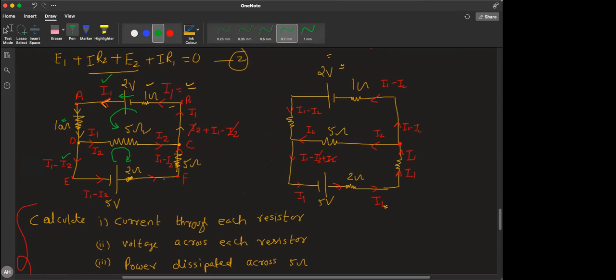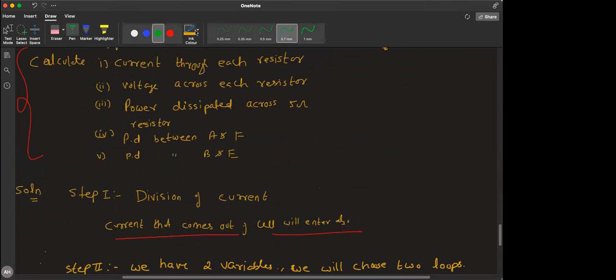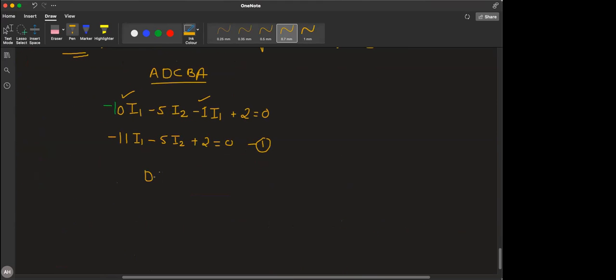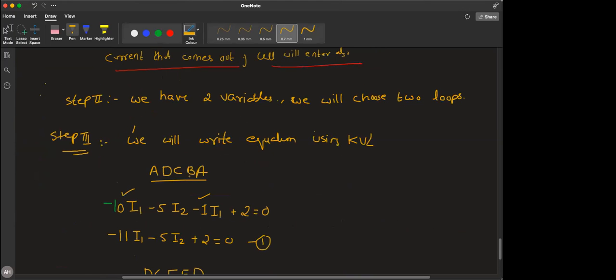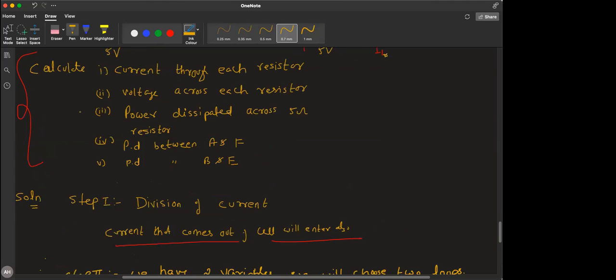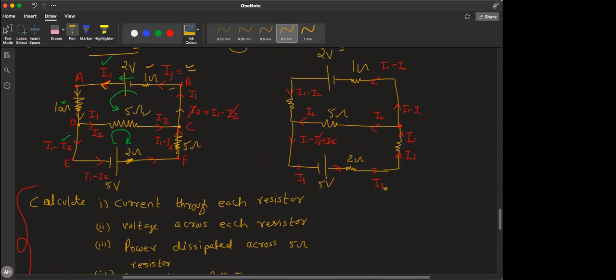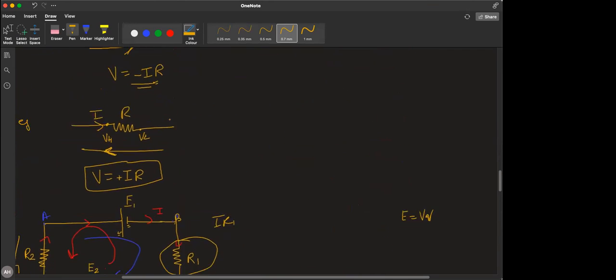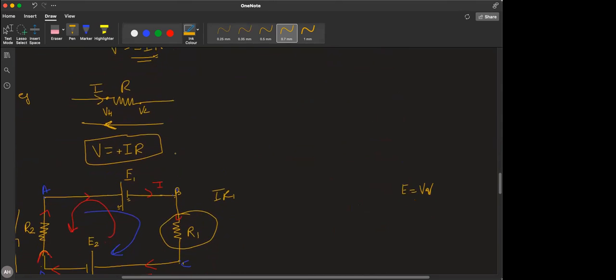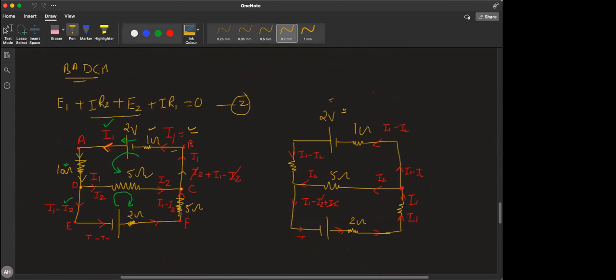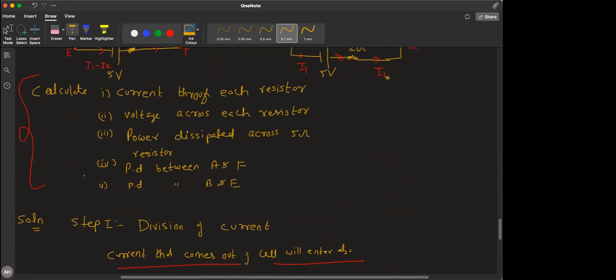Let's move from D to C, then F, then E, then again D. So I'm choosing the loop D, C, F, E, D. Can't we choose D, E, F, C, D? Yes, I can even choose any loop. They won't change the equation. We have discussed this earlier also. If we change the loop, then the equation will change just by a negative sign, nothing else.